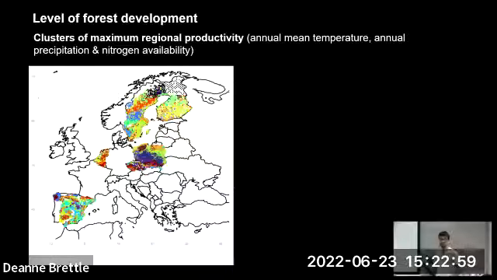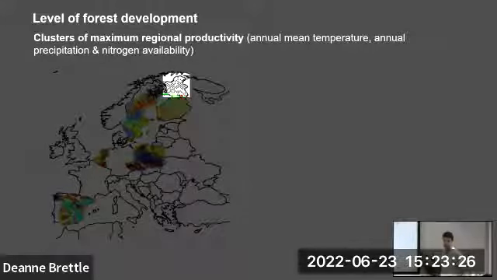But we have the other problem about young and mature forest. After a very long discussion about what a mature forest is and how to characterize mature forests, here we made clusters of maximum regional productivity. After these long discussions, we thought that productivity is based on mean temperature, precipitation, and nitrogen availability. So in this colorful map, let's focus on North Finland. You can see more or less that they have the same color. So this is a cluster where nitrogen, precipitation, and temperature are very similar in all these places.